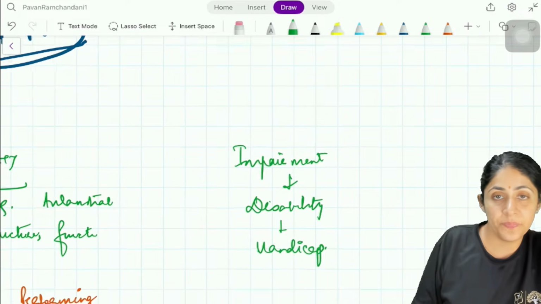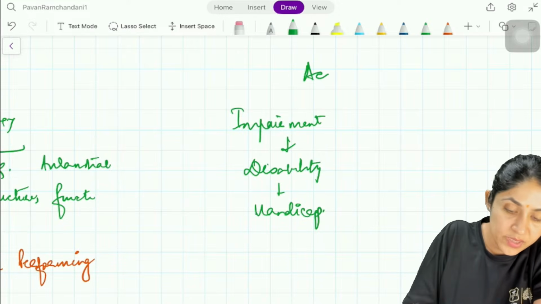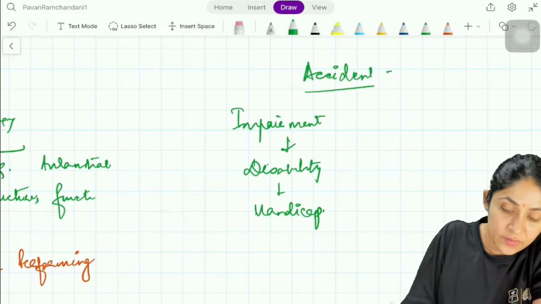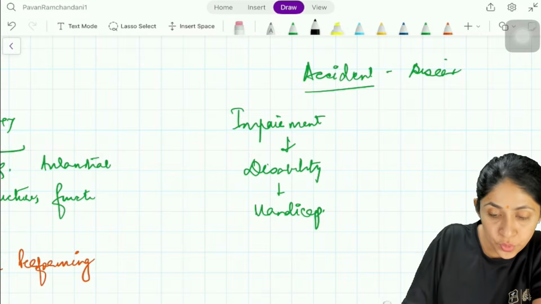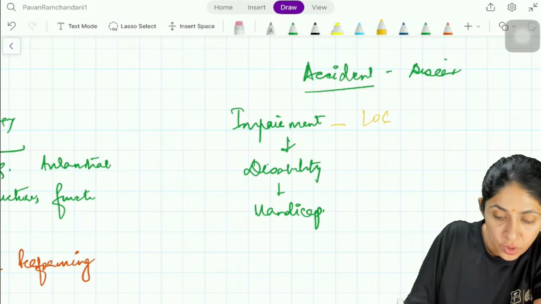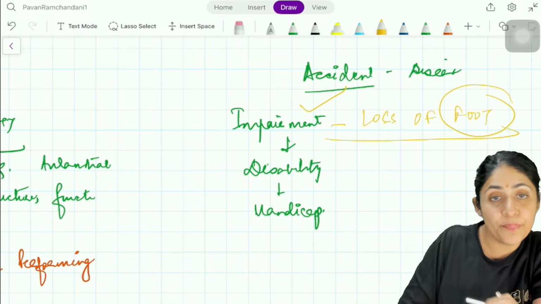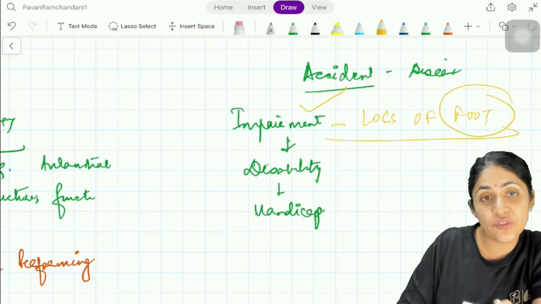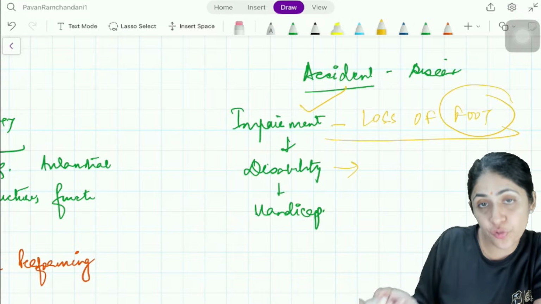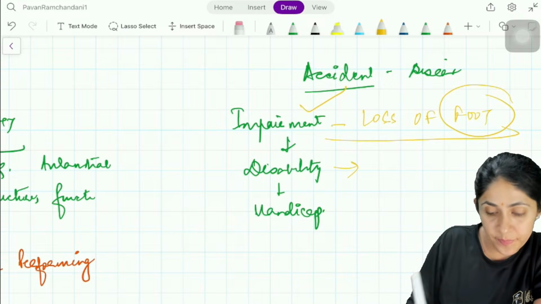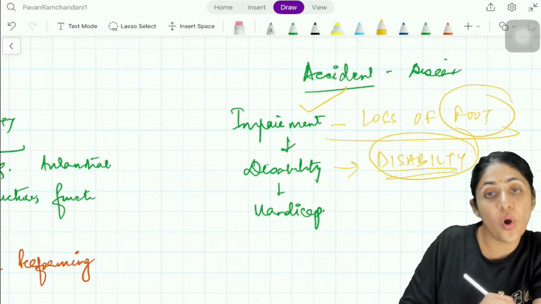Coming to the examples, if a person has met with an accident, this will be suppose a disease. Due to the accident a person has lost a foot, there is a loss of a structure, that is impairment. Now, because of the impairment, the loss of foot, the person cannot walk. This will be called disability, that you cannot walk as much.